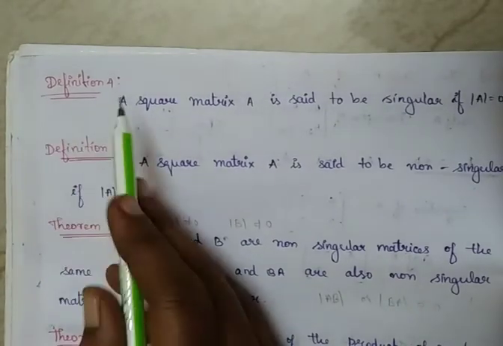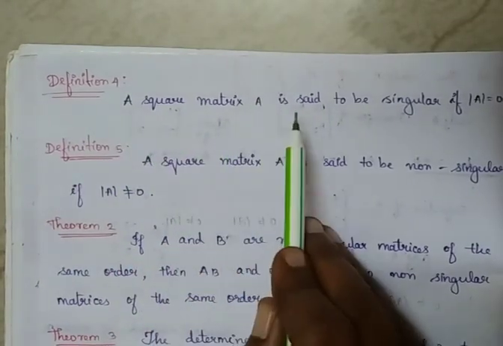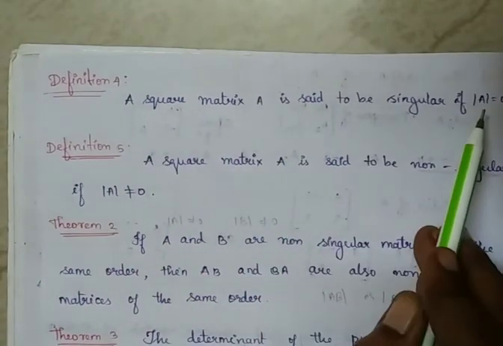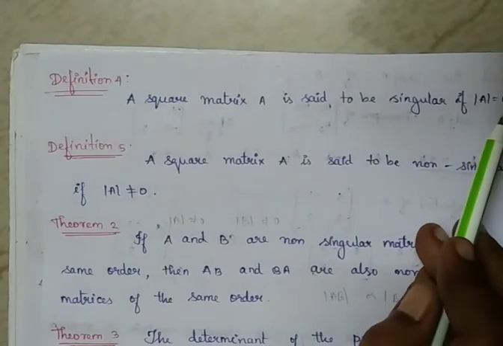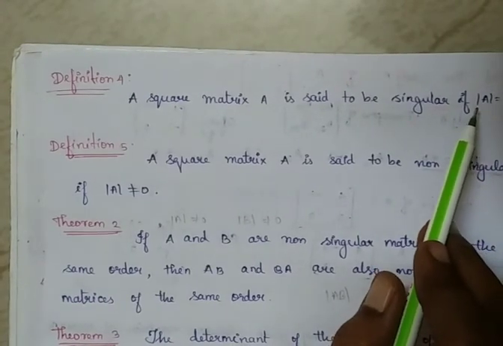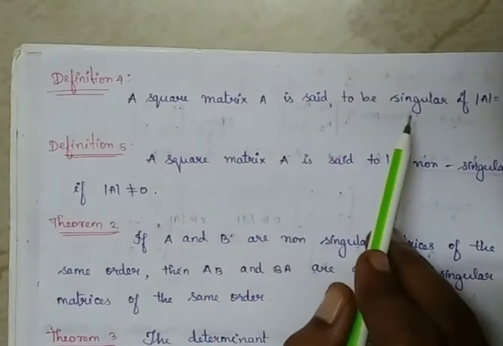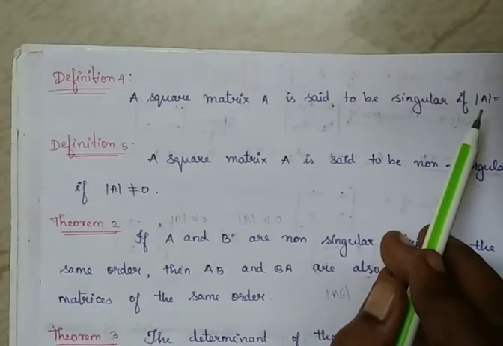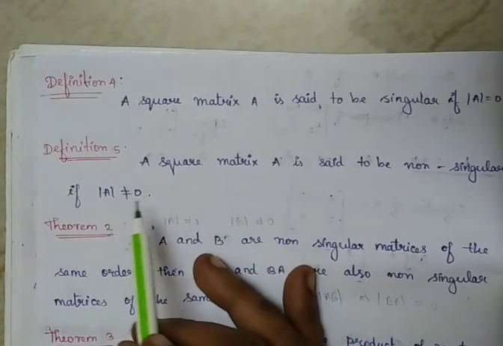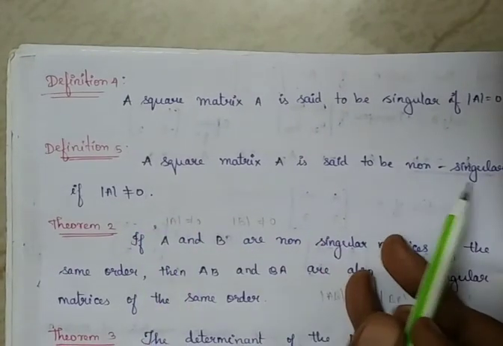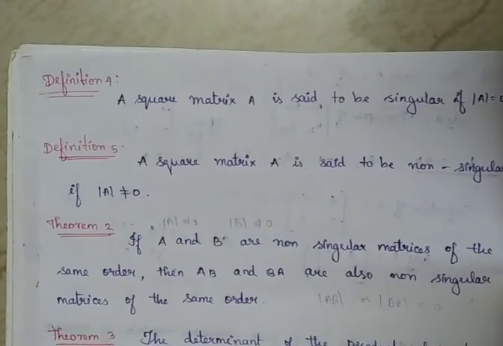Next, definition 4. A square matrix A is said to be singular if determinant of A is equal to 0. If I am finding the determinant value that is equal to 0, then we can say that matrix is singular. Suppose the determinant value is not equal to 0, then we have to say it is a non-singular matrix.